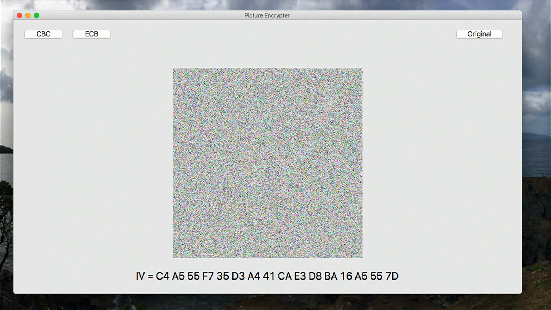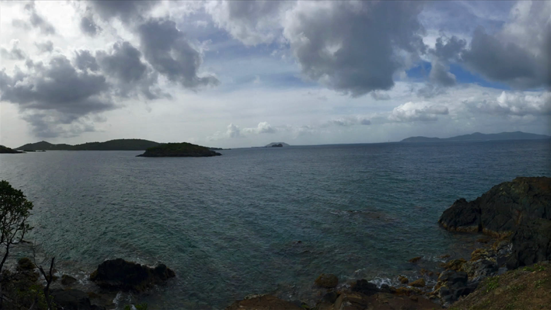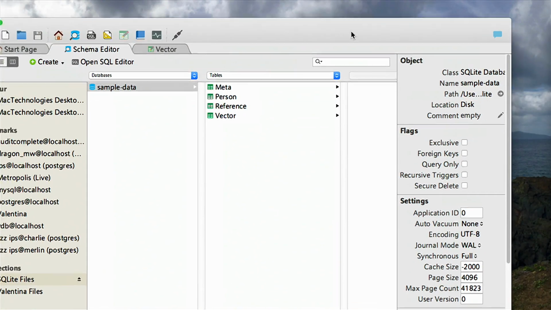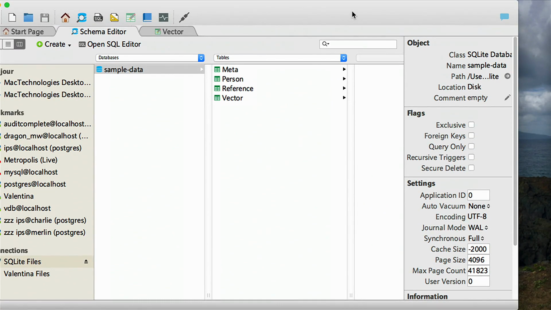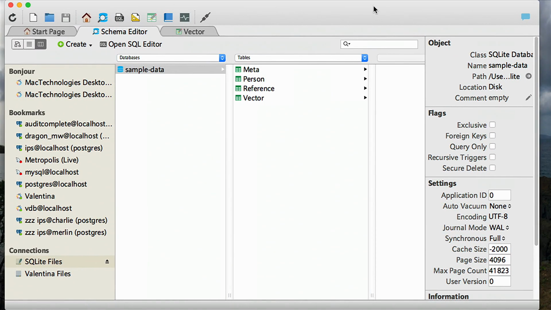OK, so let me actually get rid of this. We don't need this anymore. I have here a SQLite database. Oh, I resized that on the fly, and I did a good job. Wow.